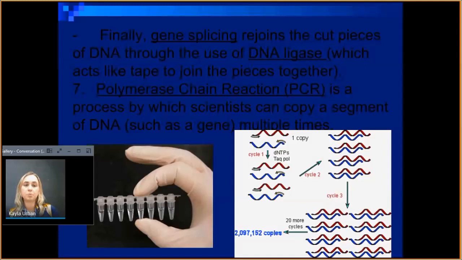So in this picture here, you see how many you have after one cycle, then after 2 cycles, and it says 20 or more cycles, you can have over 2 million copies of that chunk of DNA.